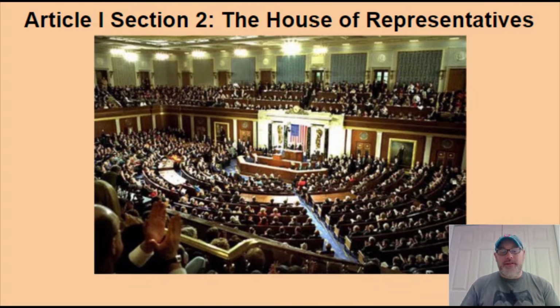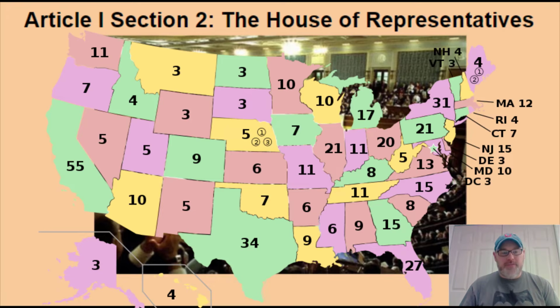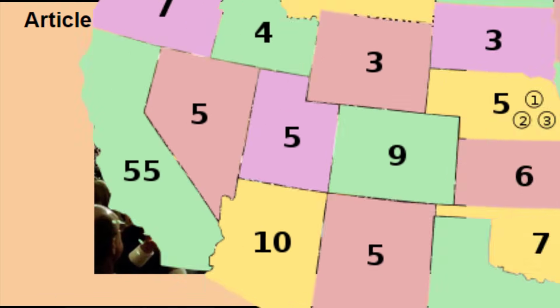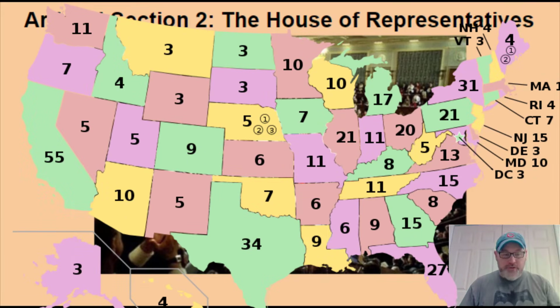The number of representatives in the House is determined by the population of the state. This is known as proportional representation. So a small state like maybe Wyoming might only have 2 or 3 representatives in the House of Representatives, according to their population, whereas a big state like California would have over 50 members of the House because of their huge population.